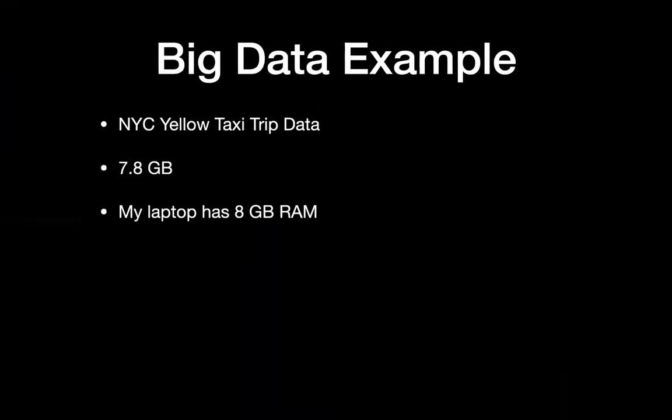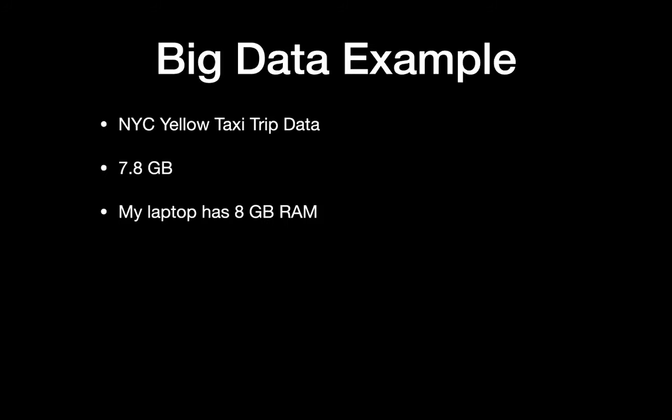All right, my last example is more or less my big data example. This is a commonly used public data set. New York City releases data on their taxi trips, and they split it up between yellow and green taxis. I'm looking at 2019, and there's a different CSV file for every month. All of them total about 7.8 gigs.